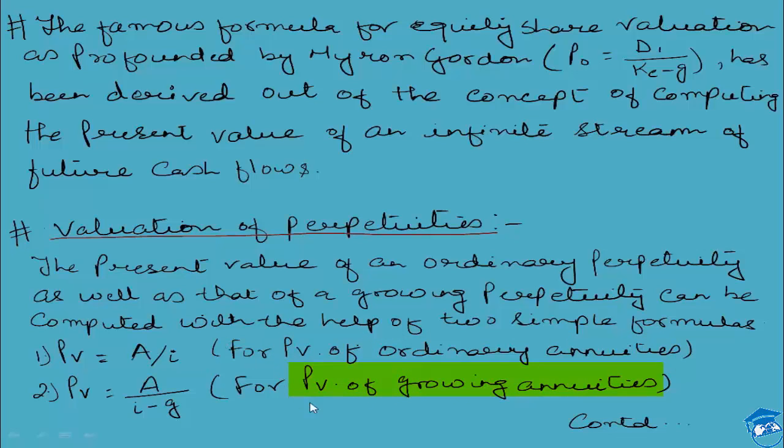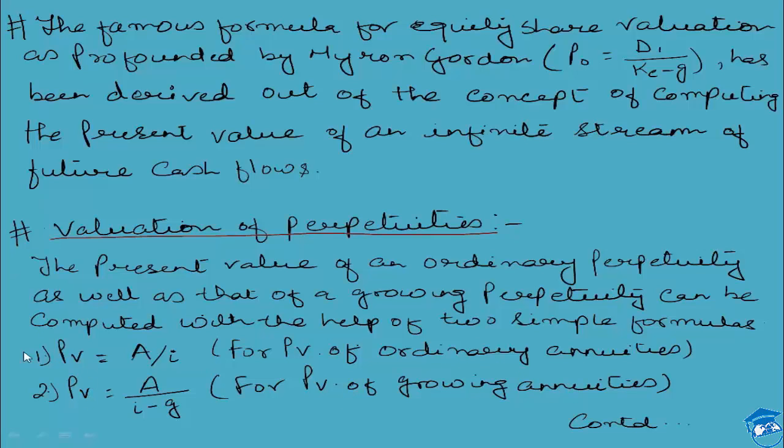So, we are more concerned with calculating the present value of ordinary annuities as well as the growing annuities. We can also replace the word annuities by perpetuities. We can even say that we are more interested in calculating the present value of ordinary perpetuities as well as the present value of the growing perpetuities.